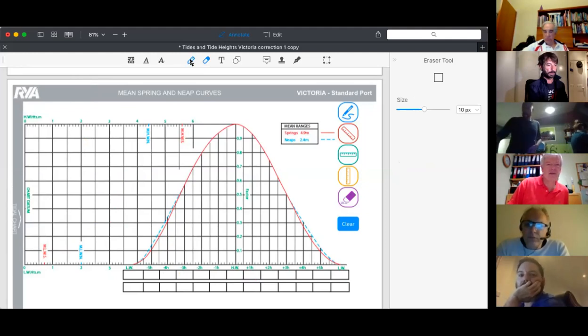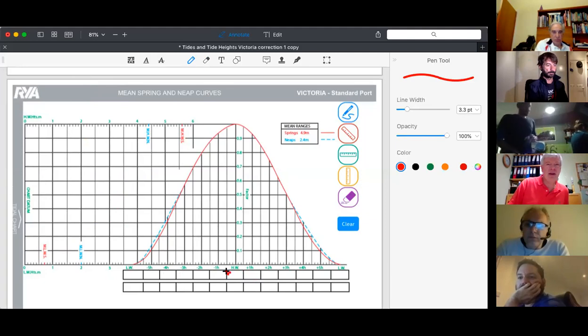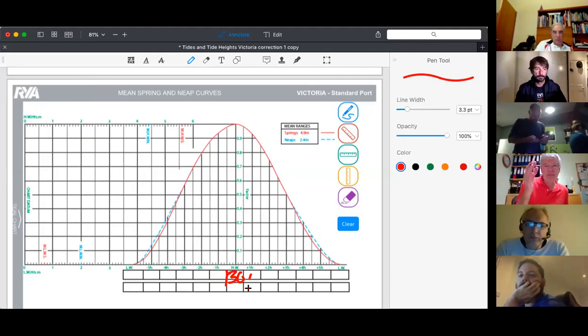Can I just ask a question on just looking at the sine curve or the bell curve of these tides, the difference between the springs and the neaps.